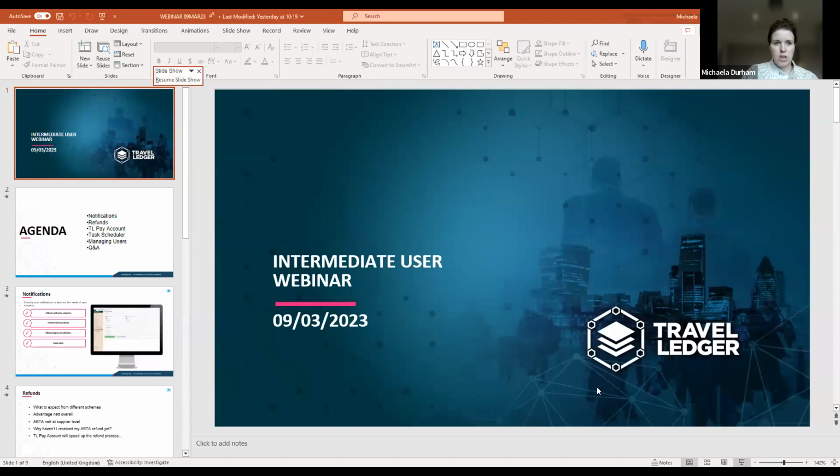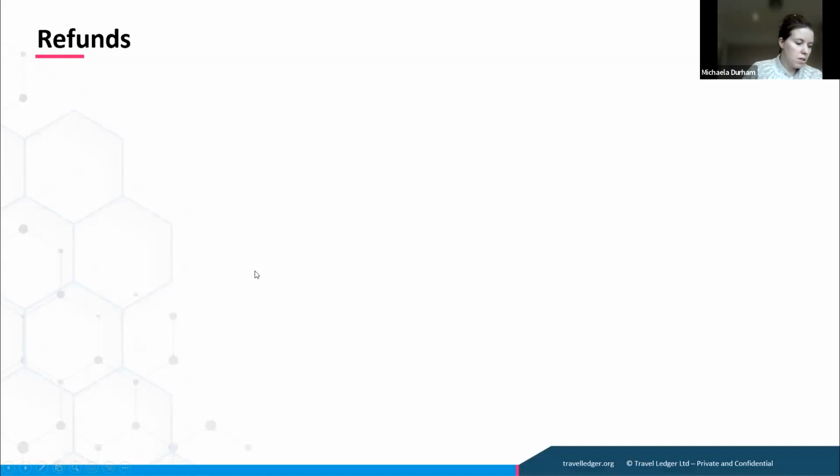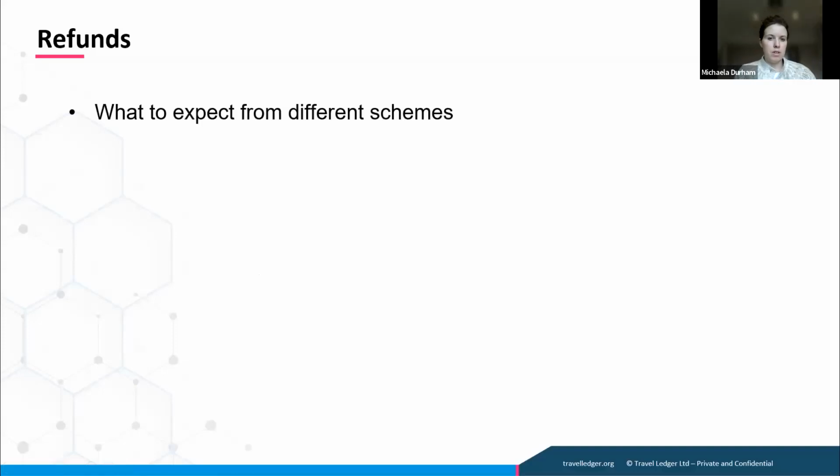So next on the agenda, I'm going to go through refunds. And essentially what we're looking to do today is to explain what you should be expecting from different schemes. So I know some of you may just be on the ABTA scheme, some may just be on the Advantage scheme, or some of you may be on both of those schemes. Now the behaviour on the two schemes is somewhat different. So I wanted to go through the differences on the two schemes and essentially for you to understand when to expect money to be received in terms of refunds.